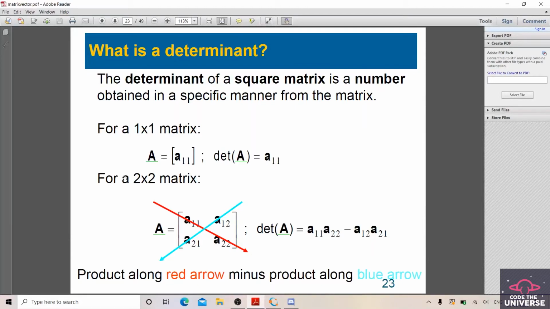So you're going to perform a particular operation or calculation using the elements of the matrix to get this determinant. In the case of a 2 cross 2 matrix, as you can see over here, you're taking the difference of products of the diagonal elements. So A11 times A22 minus A12 times A21 will be the determinant of this matrix.